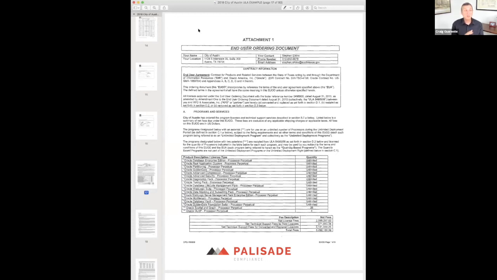So it's really important that when you're entering into a ULA, first of all, everybody understands it's not for every product. It's not a limited set of products. It's a very limited set of products. It's also limited for use by a certain group. In this case, it's the city of Austin, right? So that is really important, that customer definition.